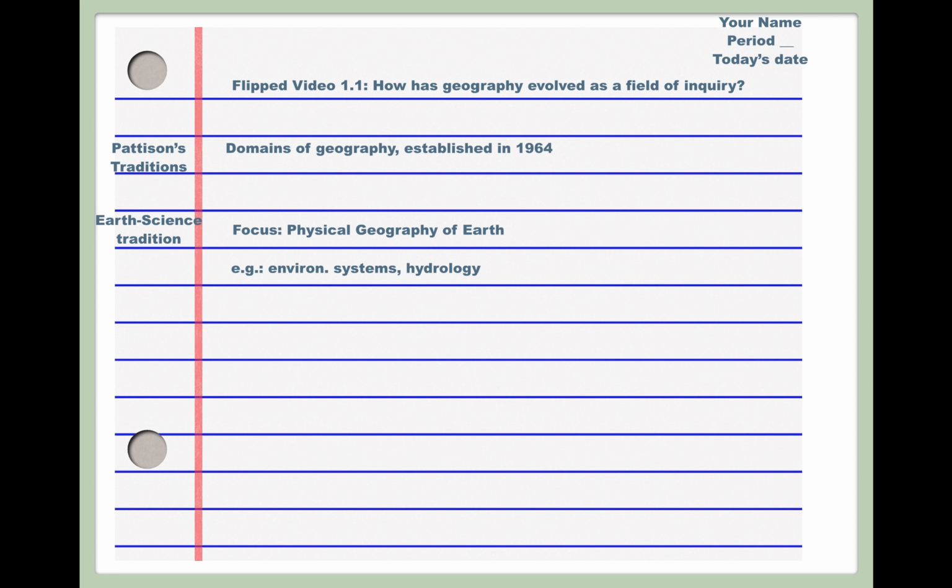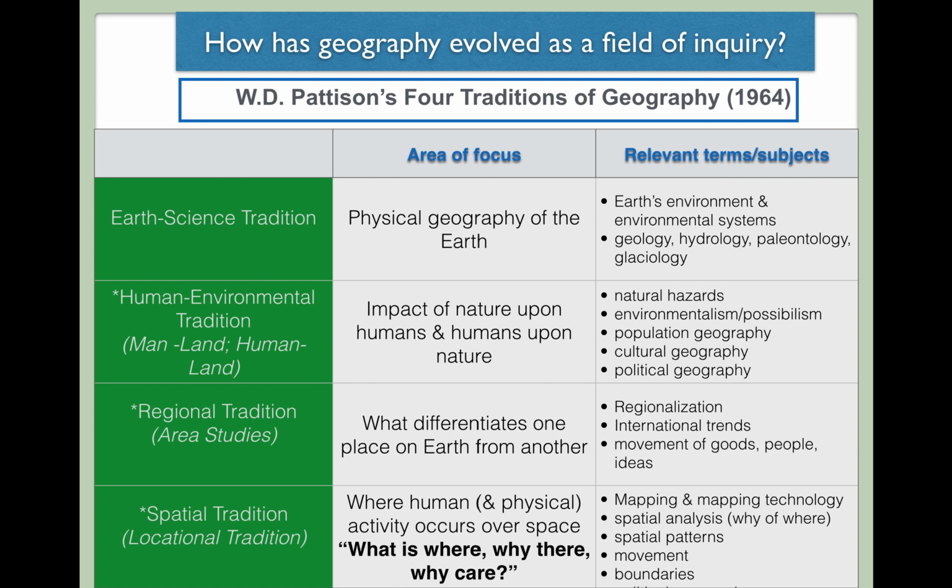And just to show you again, here's Earth Science Tradition. I abbreviated this to say its focus, and then 2 examples. The term e.g. is actually an abbreviation for the Latin term for examples. So you'll see that often in people's writings and note-taking. E.G. stands for example. You're welcome to use that in your own notes.